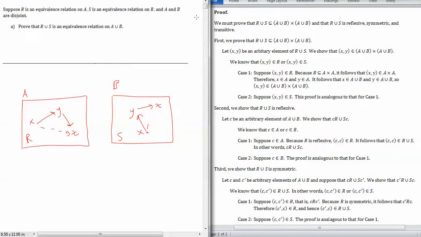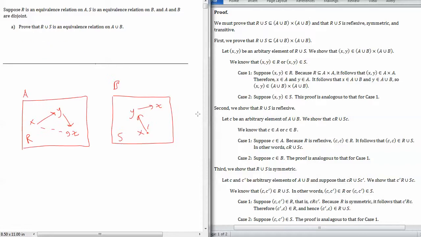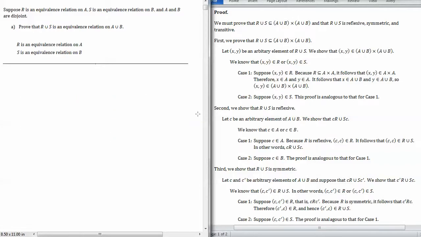But we're going to go back through it in gory detail in terms of the givens and goals tables. I have the proof over here. I'm not going to talk through that, but you can look at it as I go and pause the video if you like and try to match things up. Okay, let's start out here. We have a couple of equivalence relations on different sets which are disjoint, and we want to prove the union is an equivalence relation on A union B.